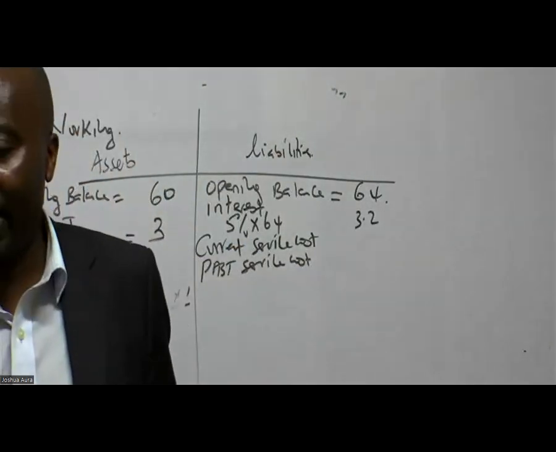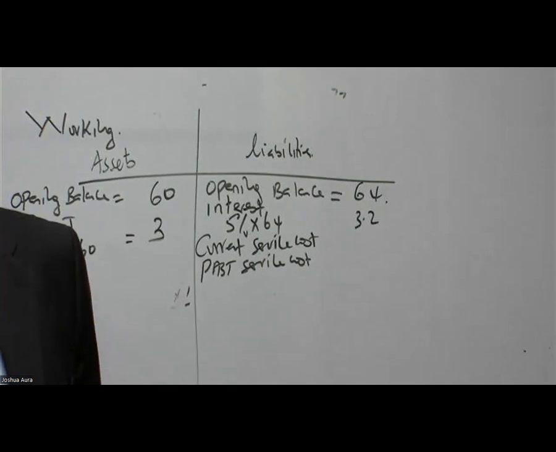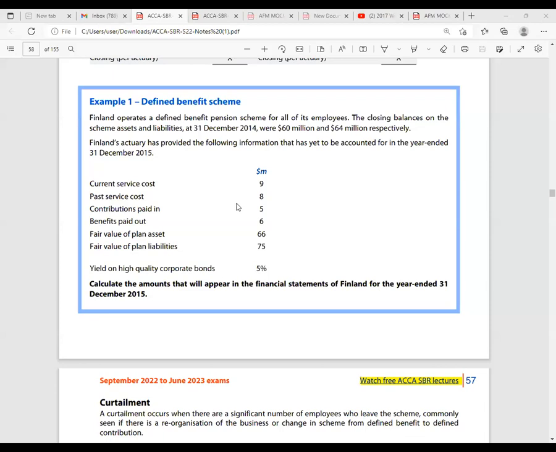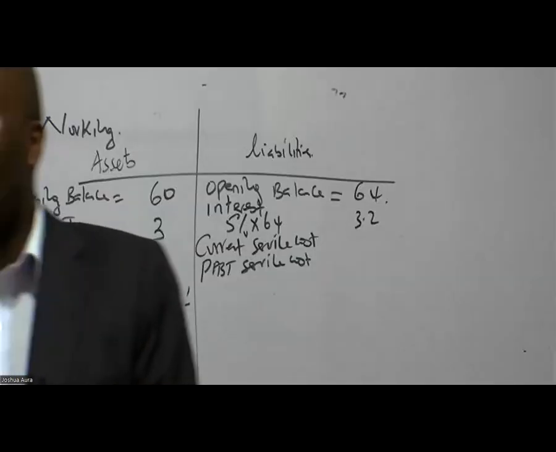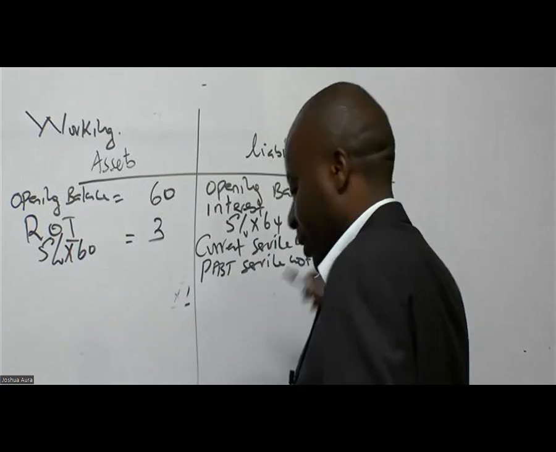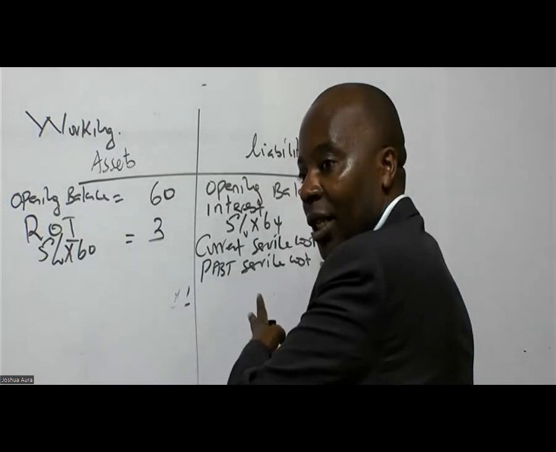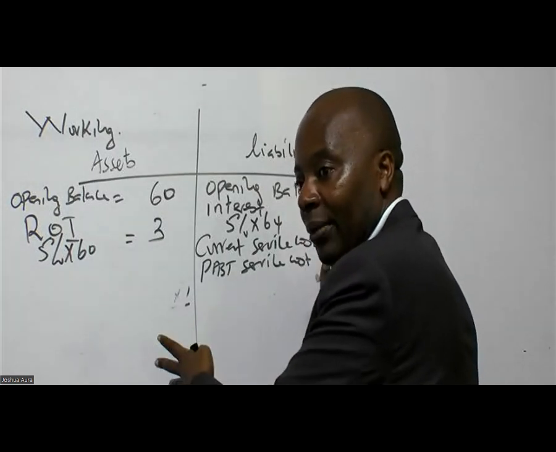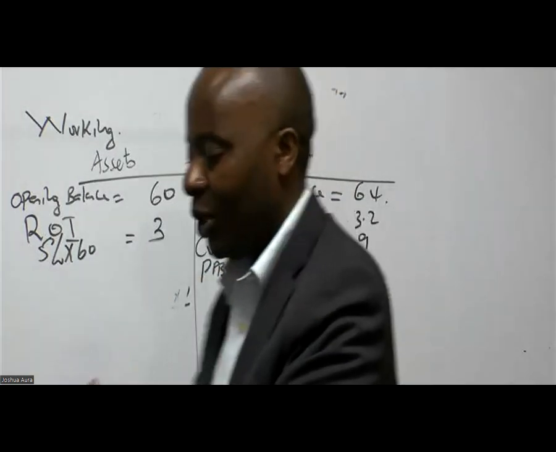So what do we have here for current service cost? For current service cost, we have, ladies and gentlemen, 9, and then the past is 8. So we have 9 and 8. These are increasing liabilities, so we shall not in this case deduct them. They shall be positive.